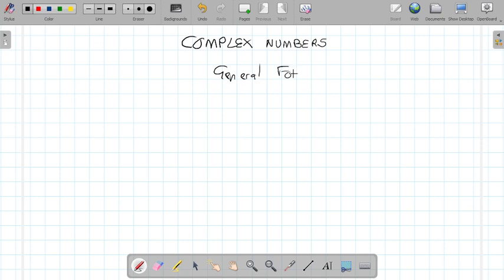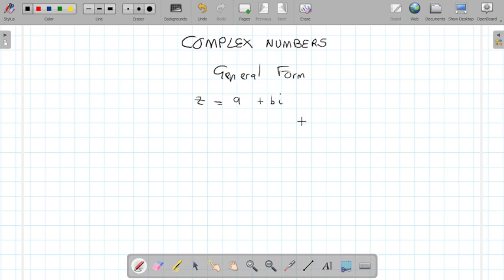The general form of a complex number. We use Z to denote a complex number most of the time. Now you can use any letter you want, because you have it in mind that you're going to define a complex number. I'm going to use Z in this video. So Z is equal to A plus BI.